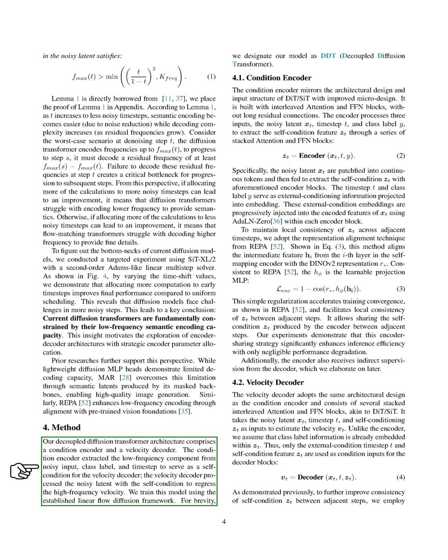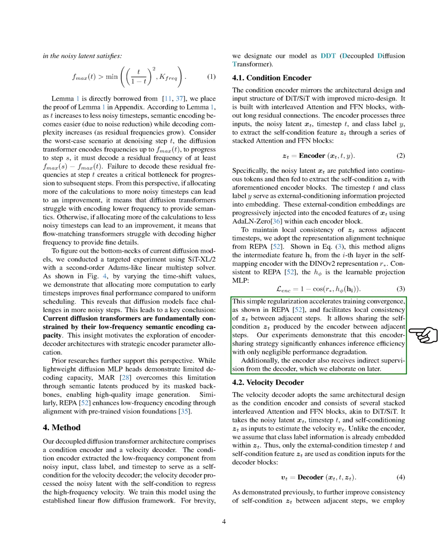It processes three inputs, the noise latent, the time step, and the class label, to extract a self-condition feature through stacked attention and feed-forward blocks. The noise latent is transformed into continuous tokens, and the time step and class label provide additional conditioning information. We use a technique to ensure consistency of the self-condition across adjacent time steps, which accelerates training convergence and enhances inference efficiency with minimal performance loss. Additionally, the encoder benefits from indirect supervision from the decoder, which we will explain further.